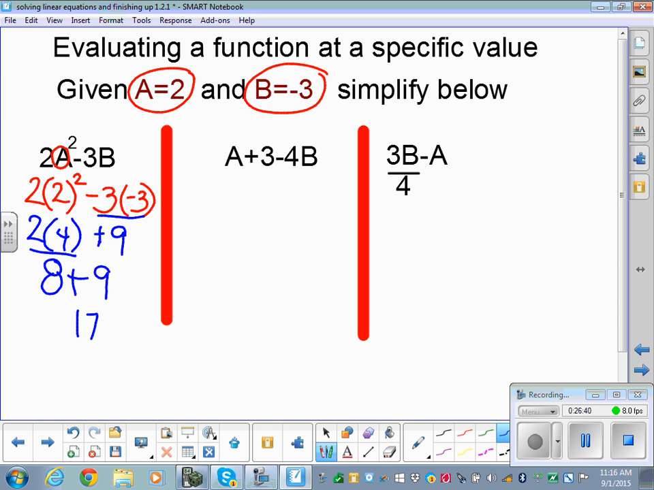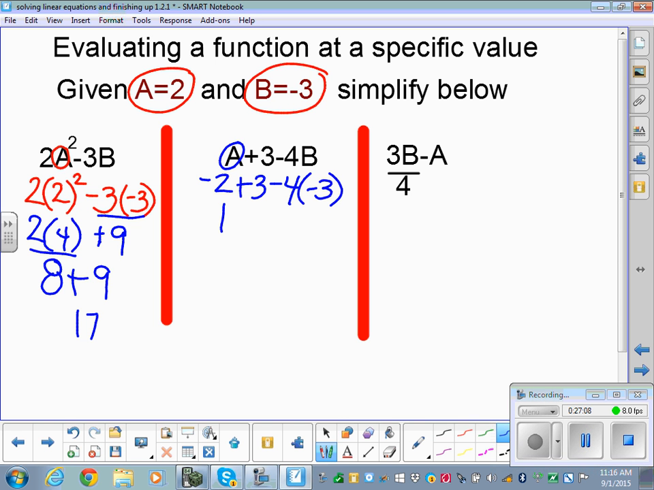Let's look at another one. Okay, so we have a plus 3 minus 4 times b. Just substitute it in. So we have negative 2, and then plus 3 minus 4 times b. This has to be in parentheses. Let's simplify this. So negative 2 plus 3, 1. And then we have to multiply that before we add it. What's negative 4 times negative 3?